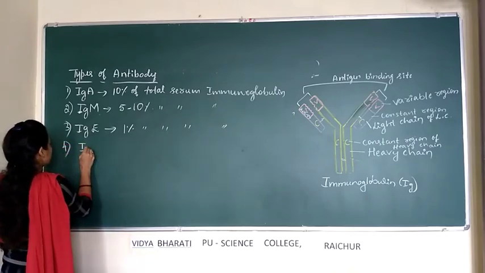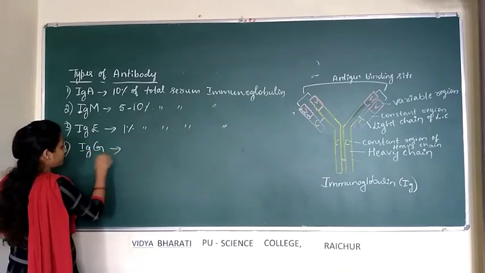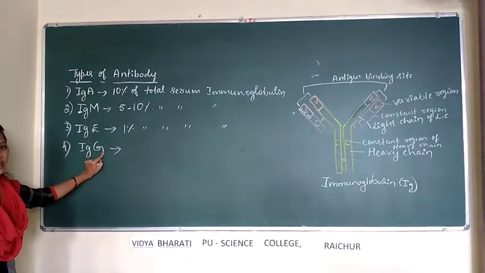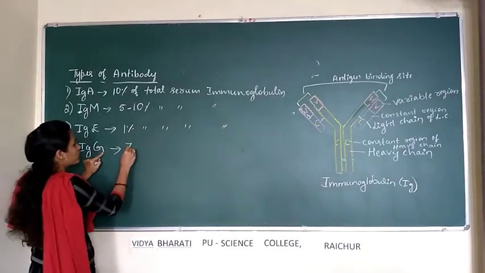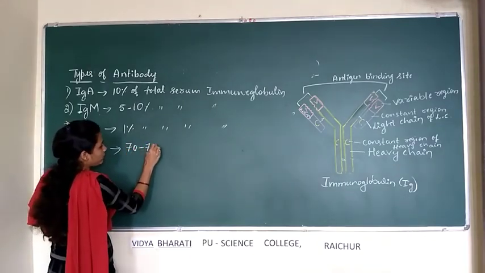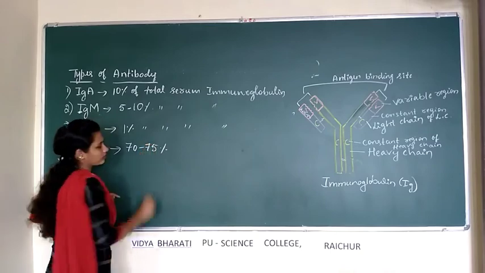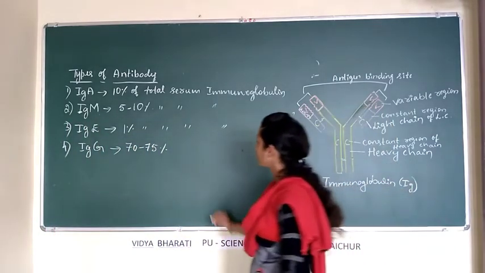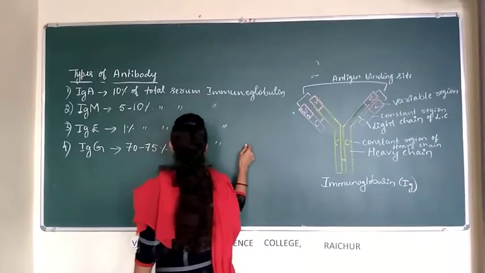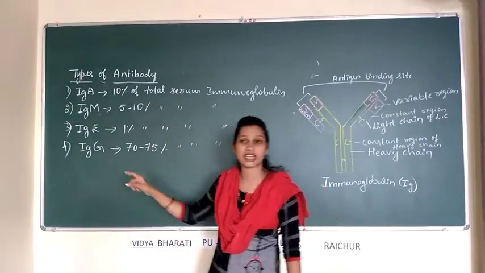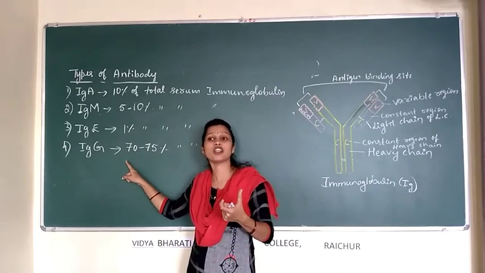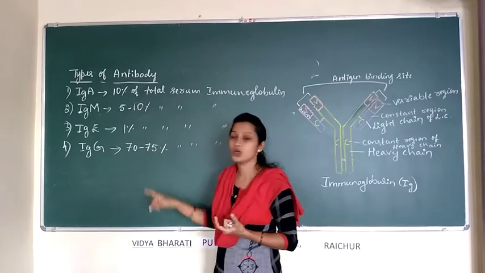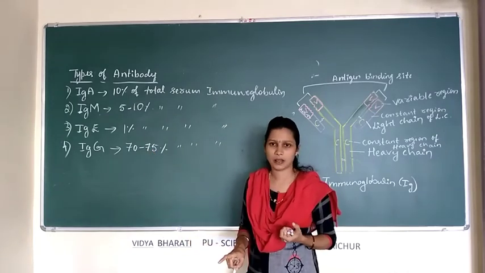Next one is IgG, immunoglobulin G. It constitutes around 70 to 75% of total serum immunoglobulin. It constitutes the major portion of the serum immunoglobulin.